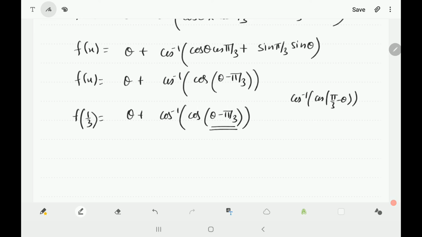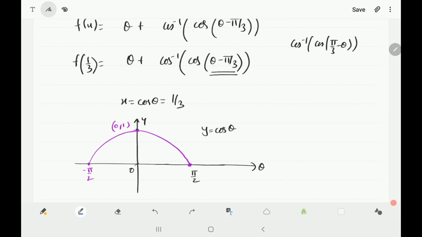But both will have the same answer, because if theta minus pi by 3 is in the principal value branch, we will open this term as theta minus pi by 3. If pi by 3 minus theta is in the principal value branch, we will open it up as pi by 3 minus theta. So for that we have to see now. In this problem, we have taken x as 1 by 3. Okay, so we have considered x as cos theta. So x is equal to cos theta is equal to 1 by 3.